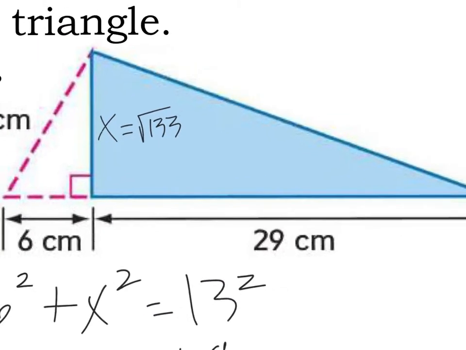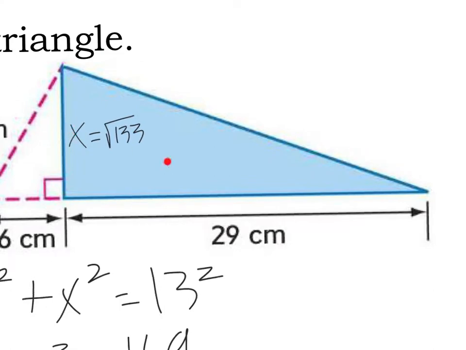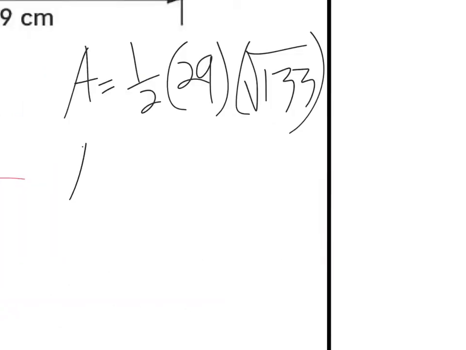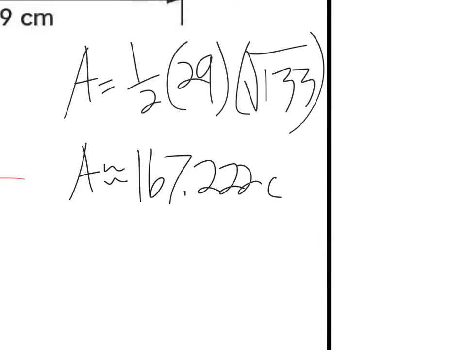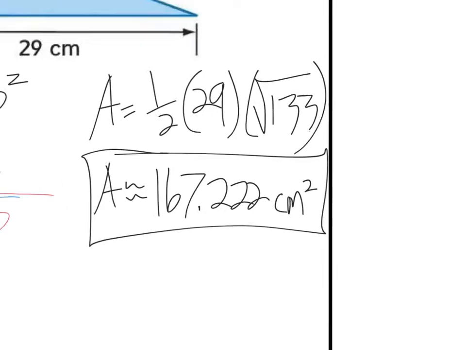So we know x is the square root of 133, and so now we know two sides of our triangle. We just don't know the hypotenuse. But this is the base and this is the height of that triangle because the base and the height are perpendicular to one another, and we're given the right angle right there. So we have enough information to do the area right now. So I'm going to go 1/2 times 29 times the square root of 133. So typing all this into my calculator gives me an approximate area of 167.222 centimeters squared.